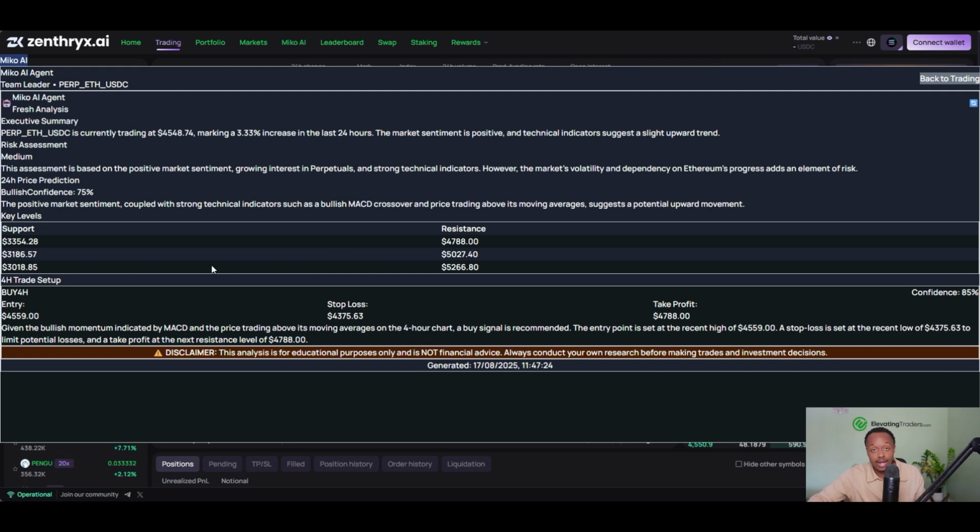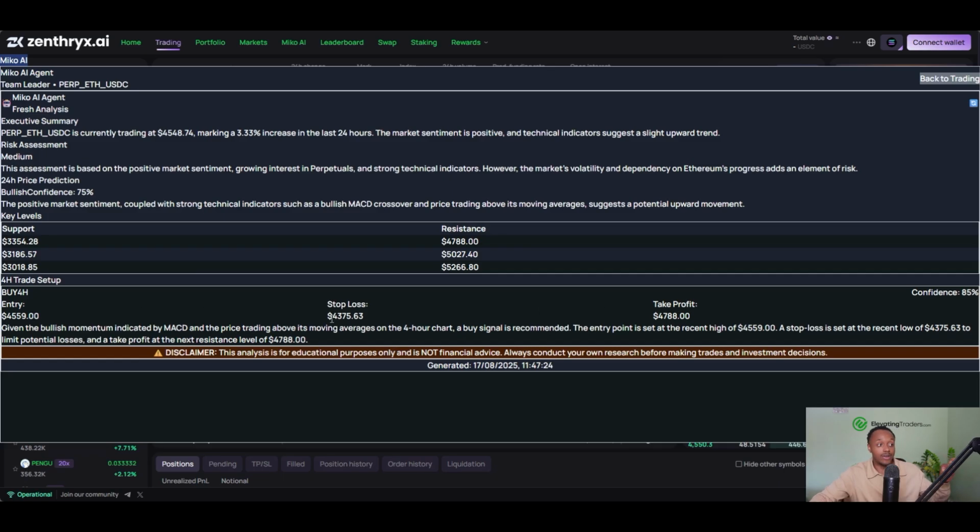This is the analysis for Ethereum. You can see here it's slightly different. If we speed it up and look to the 4-hour setup, you can see there's actually a setup here. So this actually deems there to be an opportunity. There's a buy setup, so the market's quite bullish. This is your entry, your stop loss, your take profit.